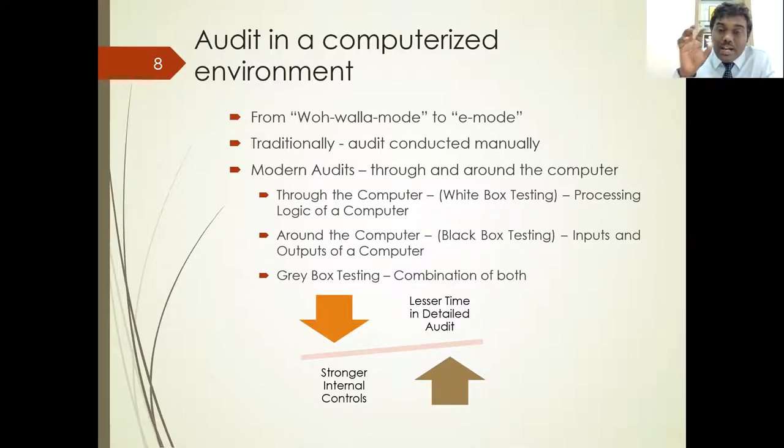So in the black box, we cannot see what is inside. We can only see what is outside. So when we do an audit of outside, which is input and processing, it is called an audit around the computer. Whereas if you look into processing logic, which is basically inside, that is a white box. A gray box is a combination of both.